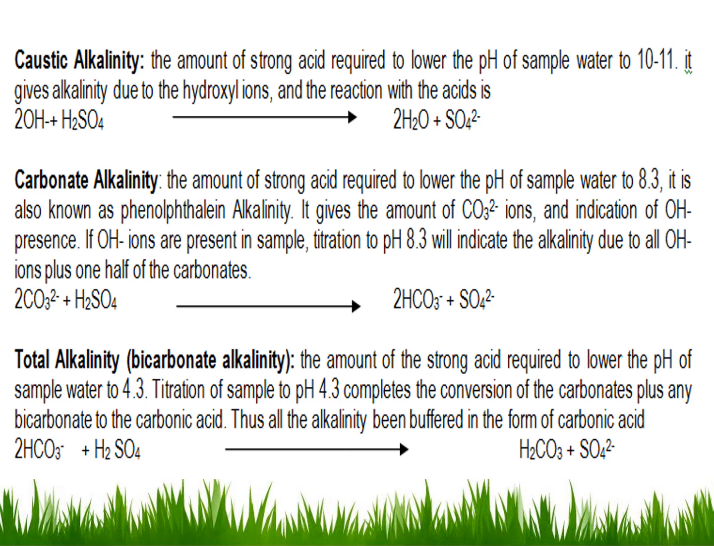Now total alkalinity is bicarbonate alkalinity, the amount required to reduce the pH to 4.3. The amount of acid required is determined, and it completely converts the carbonate plus any bicarbonates to carbonic acid. So finally, we are getting this H2SO3, and we have reduced the pH from this level to this level. This is about the measurement of the ability to neutralize the acid, so it's kind of a buffering capacity. You can see that we are continuously adding the acid to reduce the pH to this level.